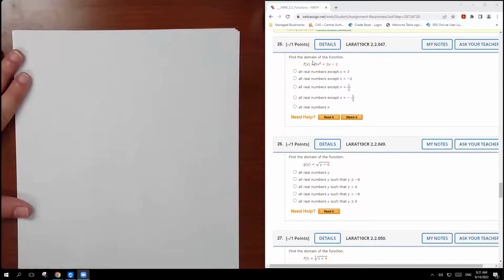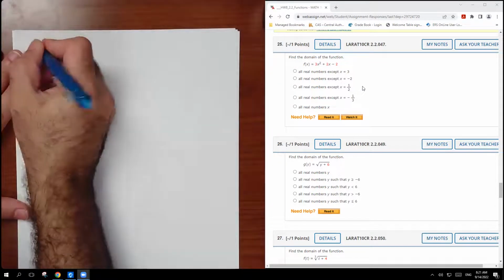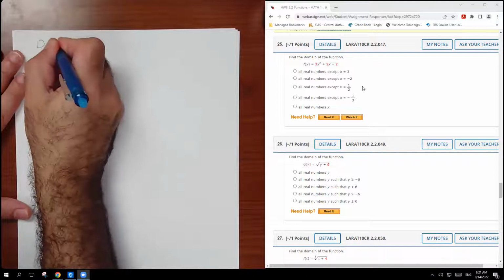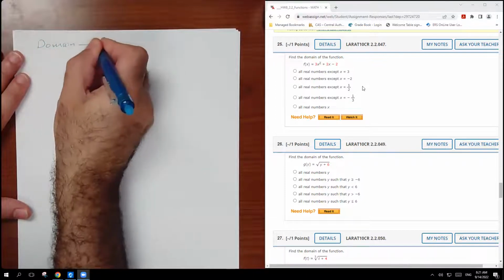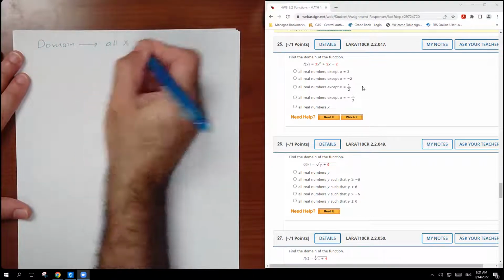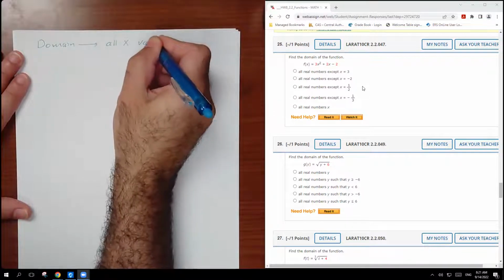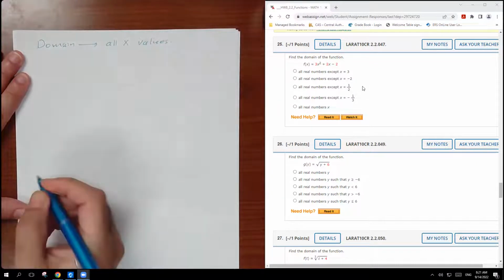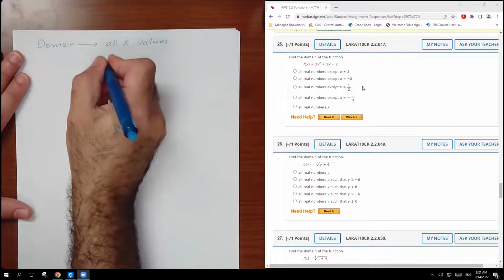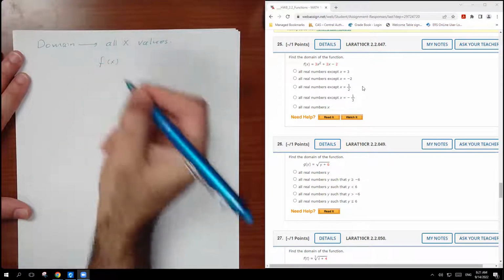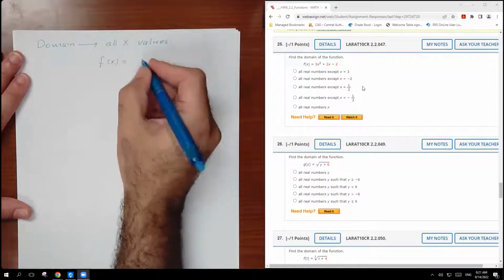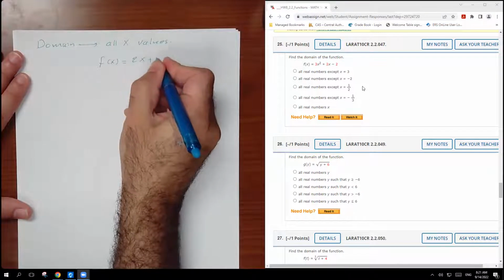They ask you to find the domain of the function. What's the meaning of the domain? It means all x values. So if you have the function, which is the input, here is the function f of x equal, let's say, 2x plus 1.